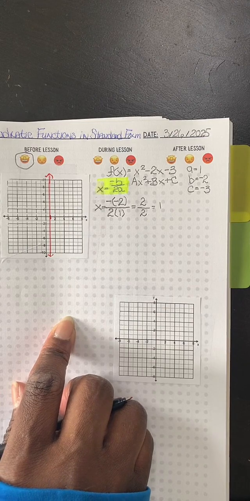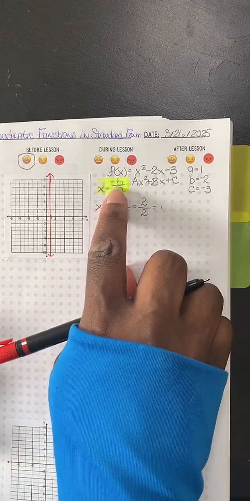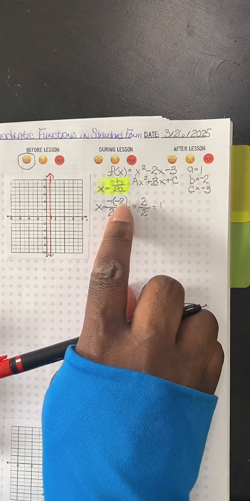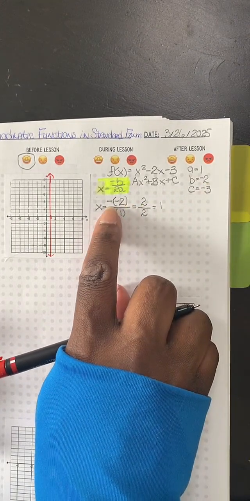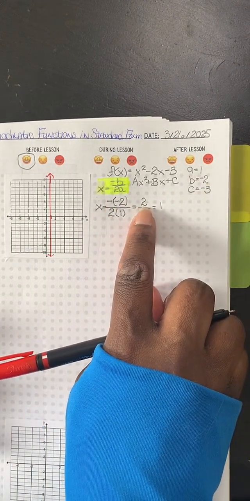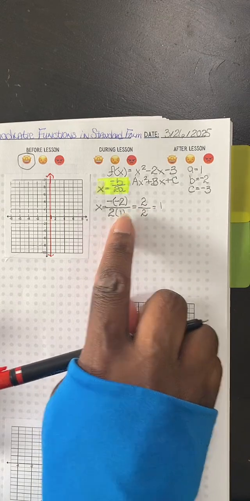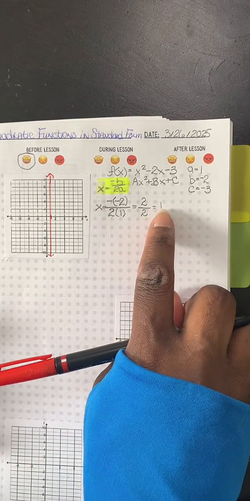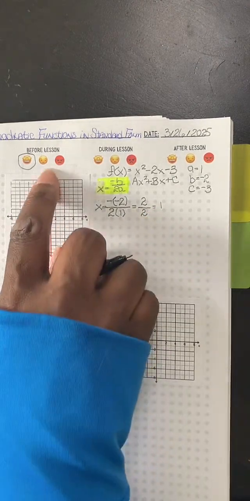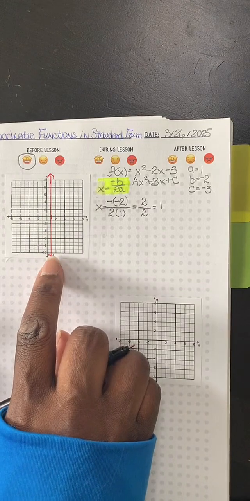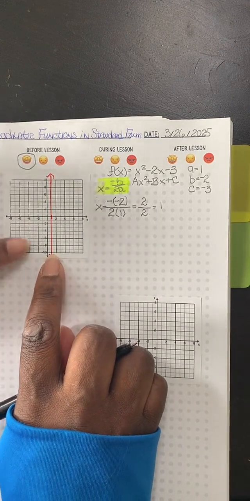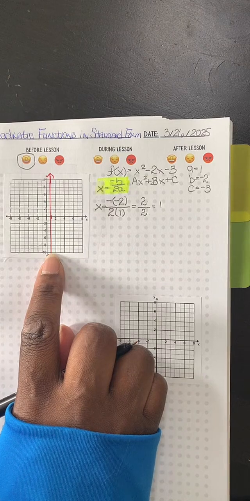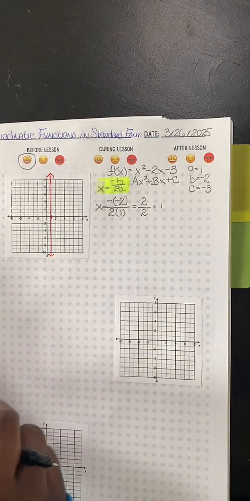Because remember, it's the formula negative b over 2a. You only replace the negative 2 for just the b. So a negative times a negative gives me the positive 2. And then 2 times 1 gives me 2. So 2 divided by 2 will give me 1. This is my axis of symmetry. So I'm saying somewhere on this line is going to be my vertex. Okay? It's a change of sign.